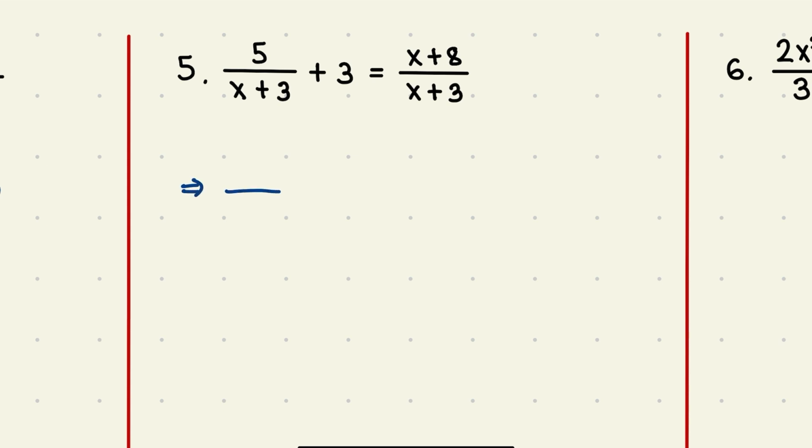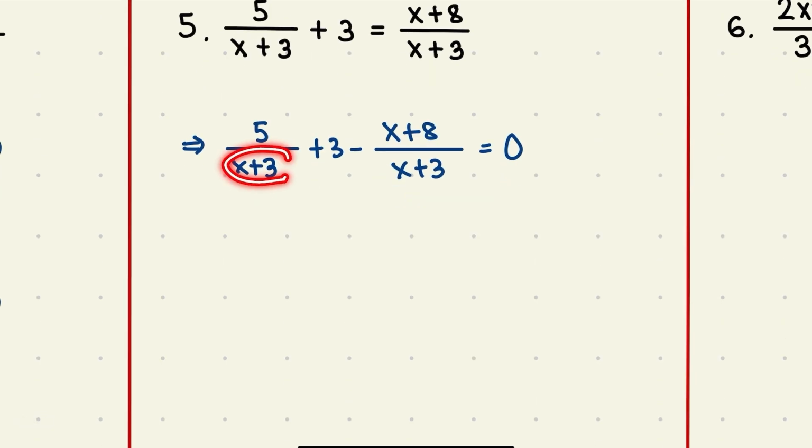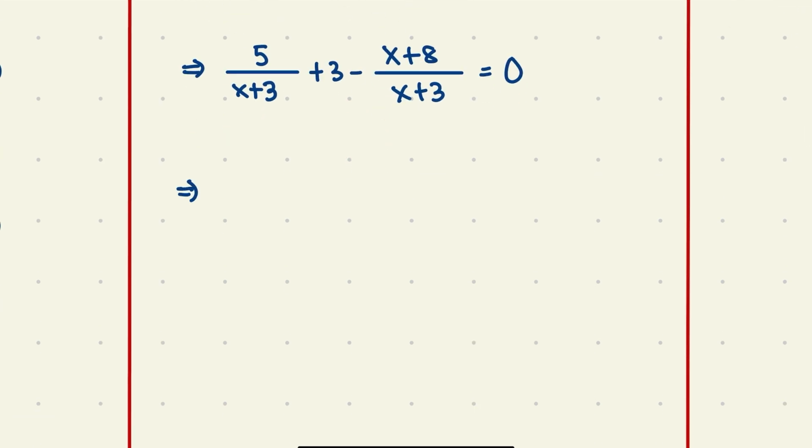So we'll be left here with 5 over x plus 3 minus x plus 8 over x plus 3 equal to 0. Then let's combine into a single fraction. Fortunately, these two already have a denominator of x plus 3. So all that's left here is to multiply the 3 out here with x plus 3 over x plus 3. So again, no need for the butterfly method. So we'll have here 5 plus 3 times x plus 3 minus x plus 8.